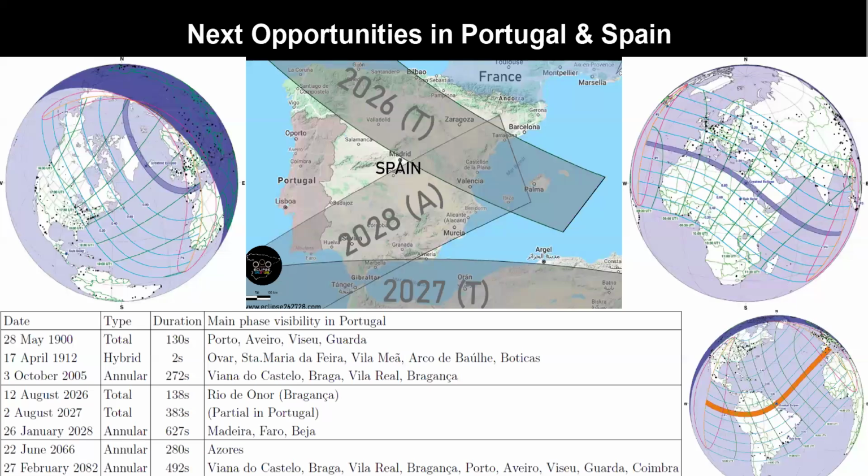Now, why am I telling you about this? As you probably know, there are total solar eclipses coming our way. There's one on August 12th next year, visible in Spain and just a tiny bit of Portugal. Then another one on the 2nd of August 2027, and then there's also an annular one in 2028.